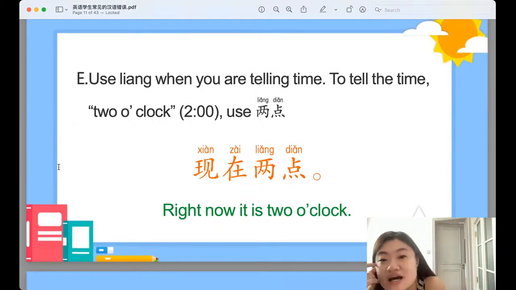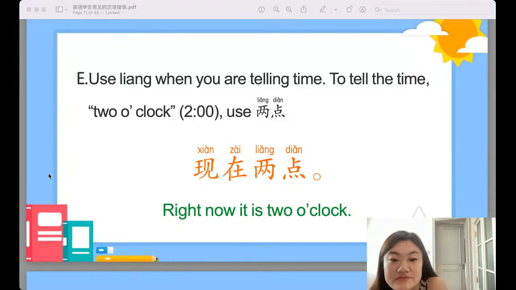When you tell the time, if you say 2 o'clock, you say 两点. If you say right now it's 2 o'clock, you say 现在两点. 现在 is right now, so right now is 2 o'clock. You only say 两 for the hour. But when you say 2:20, you still say the minutes using 二, and only use 两 for the hour. So 现在两点, right now it's 2 o'clock.